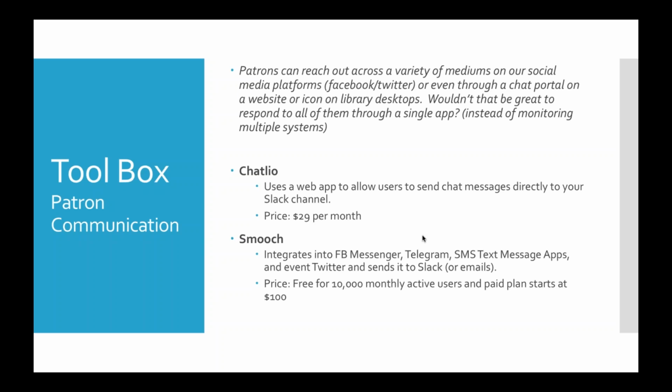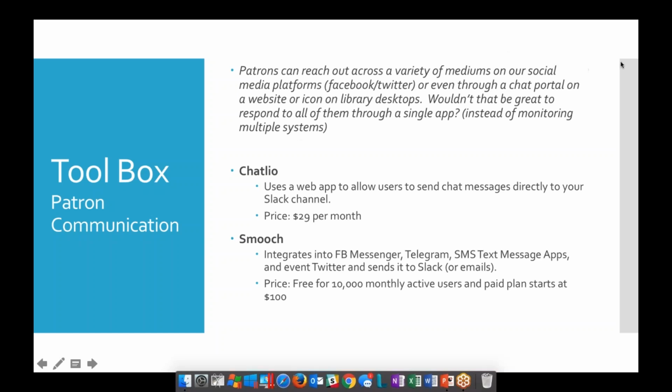And so Chatlio is one of them. It's a web app that you can then throw up on your website that lets people direct conversations to you. And that will then kind of help force conversation to go through one medium. Smooch, like I showed earlier, can actually connect to your Twitter, Facebook, text messaging, if you built your own messaging apps, and it will connect all that and put it into a single channel for you to view.